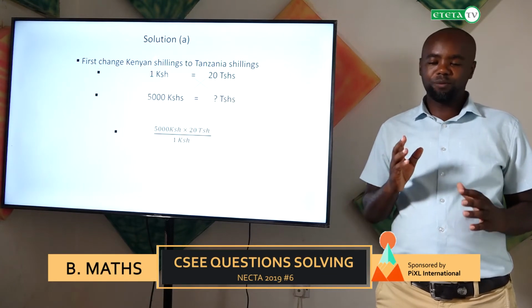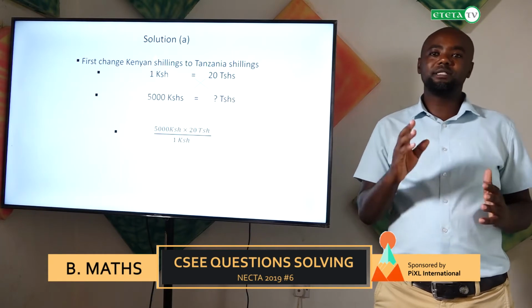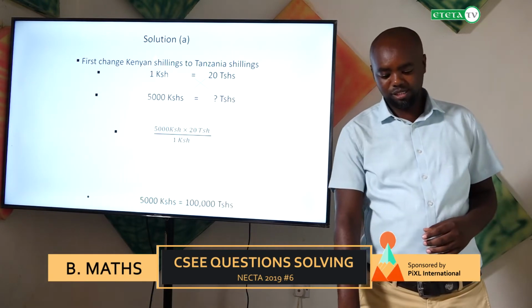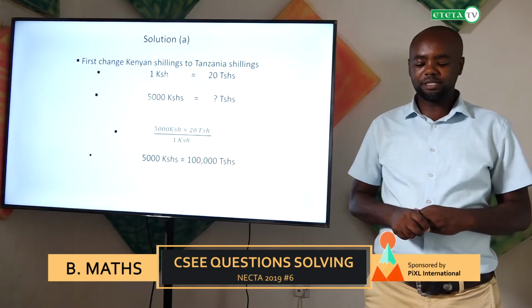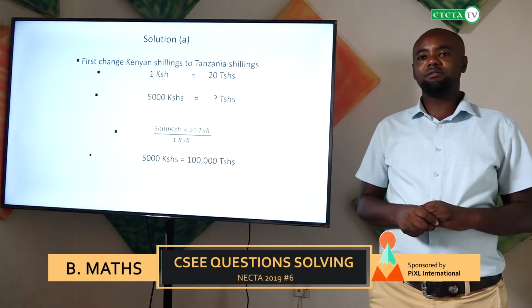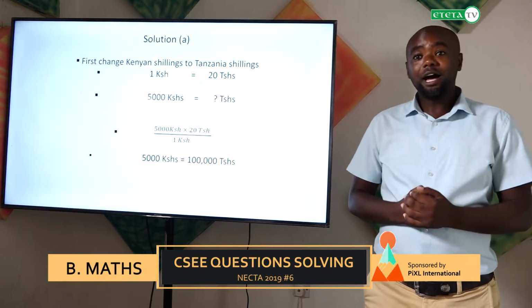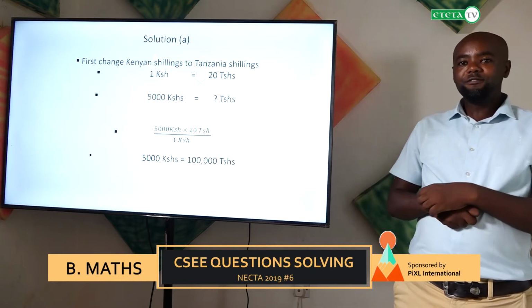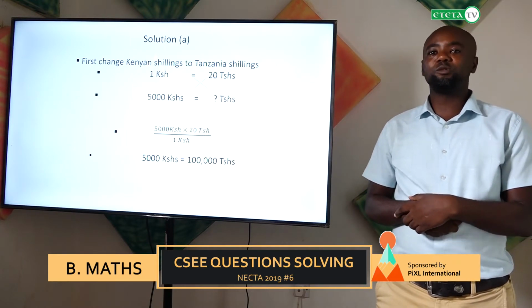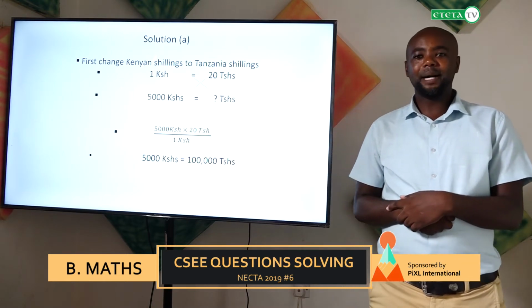When you look there, Kenya shillings will be cancelled with Kenya shillings and you remain with Tanzania shillings, which is 5,000 Kenya shillings equivalent to 100,000 Tanzania shillings. So Mr. Ogango now has changed from 5,000 Kenya shillings to 100,000 Tanzania shillings.